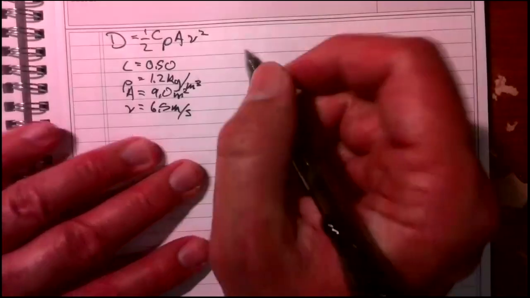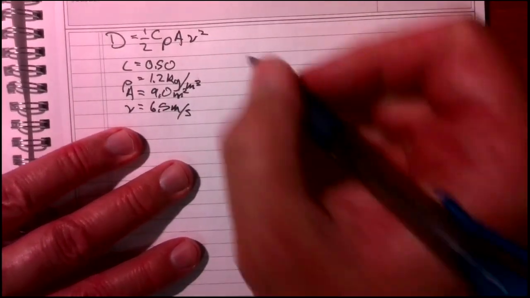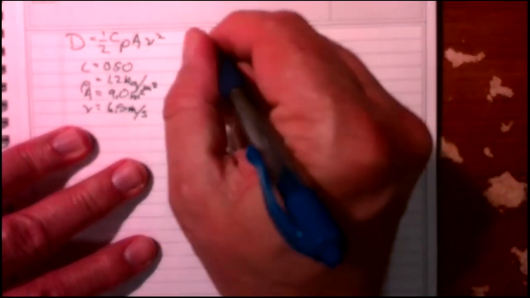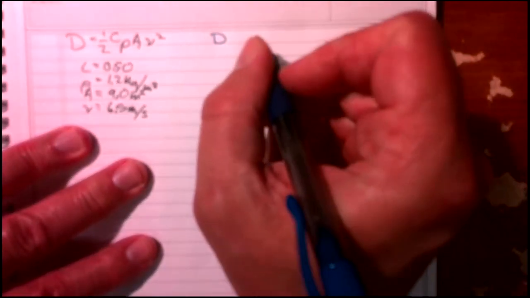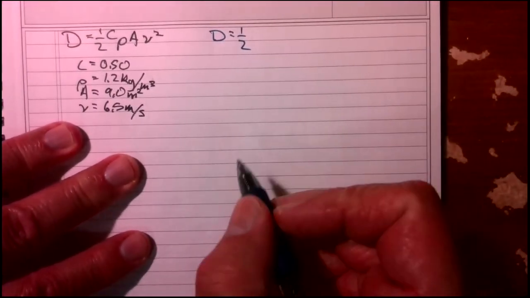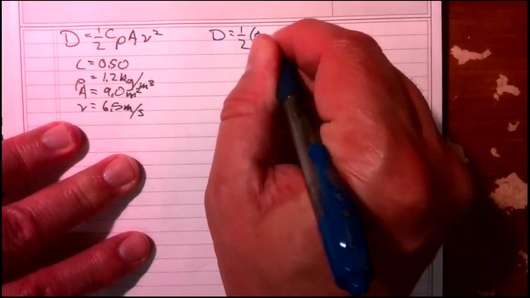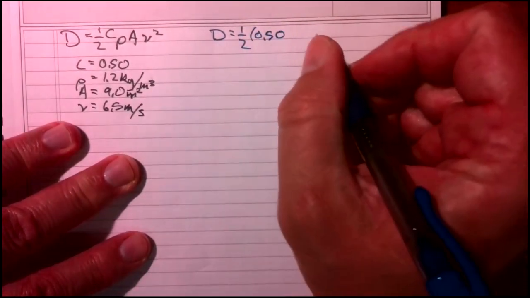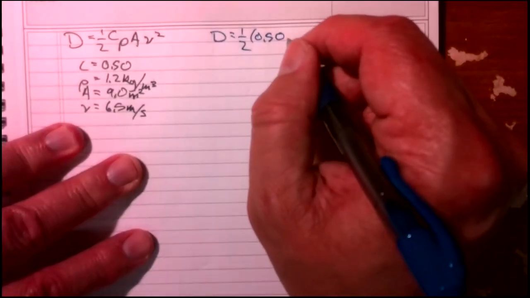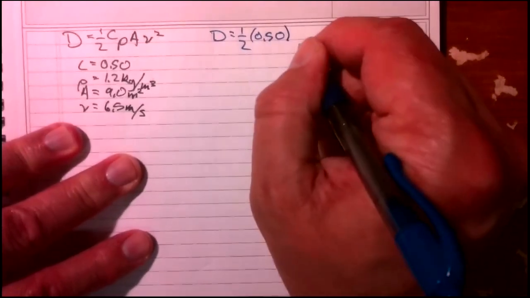All right, we've got all of our numbers here, so we can basically just plug this into our equation, and then we're going to put it into MATLAB. I'll just write it out here. The force of drag is going to be 1/2 times 0.50. Then times the density of air, and this is a coefficient, so it does not have any units.